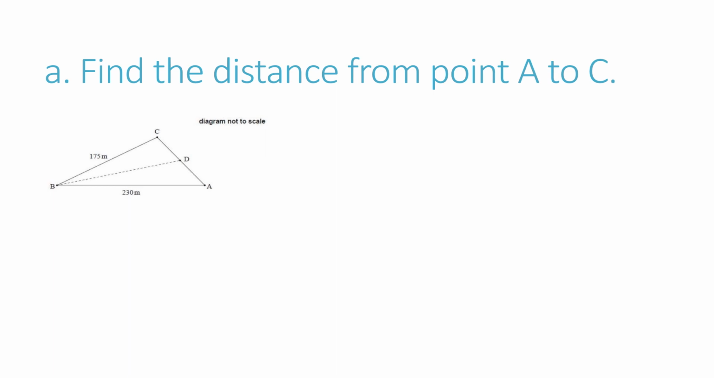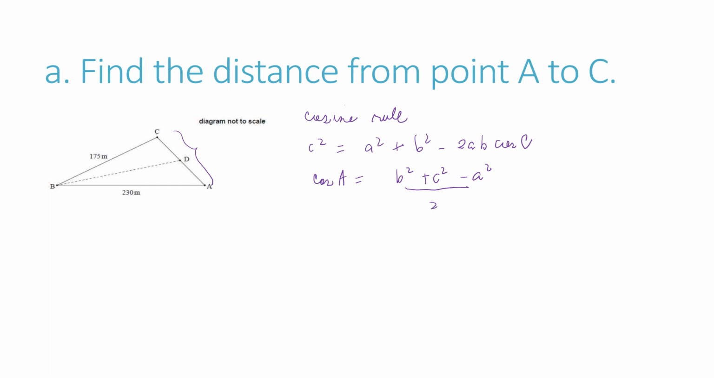We would like to solve the distance from point A to C. We can use the cosine rule. By the way, there are two forms of the cosine rule. If we're looking for the distance, we can have c squared equals a squared plus b squared minus 2ab cosine C. Or if we're looking for the angle, we can have cosine A equals b squared plus c squared minus a squared over 2bc. This is also in your formula booklet.